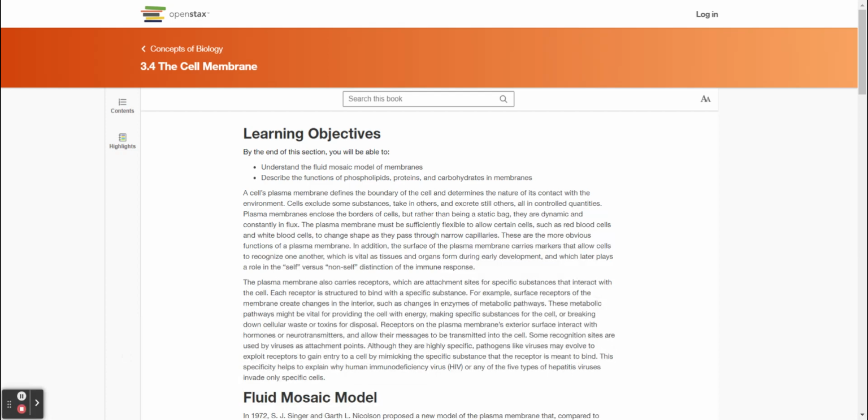Section 3.4, the cell membrane. By the end of this section, you will be able to understand the fluid mosaic model of membranes and describe the functions of phospholipids, proteins, and carbohydrates in membranes.